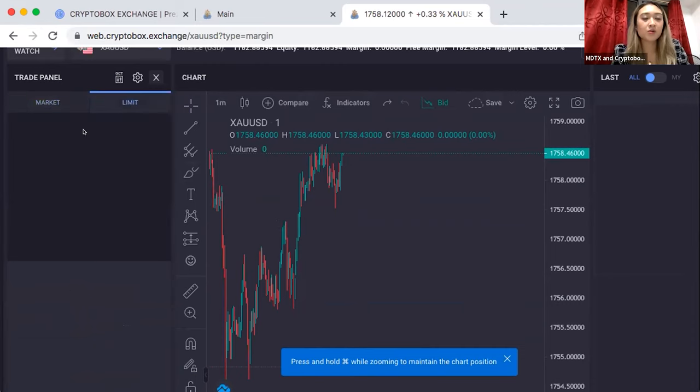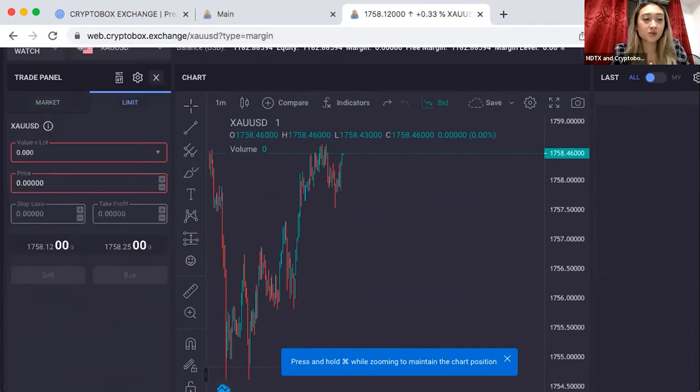In the limit tab, you can change this as well, lot size or gold quantity or something else. Once you put this in, it asks you to input a price. So what this actually means is that you're placing either a sell limit order or a buy limit order. These are positions that you put in a queue to be executed later on once it hits the price that you input, all right?